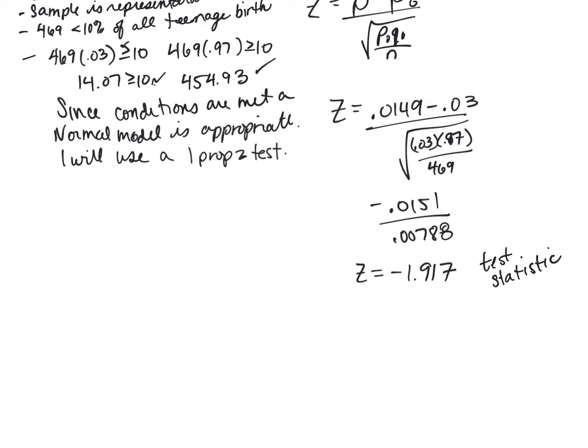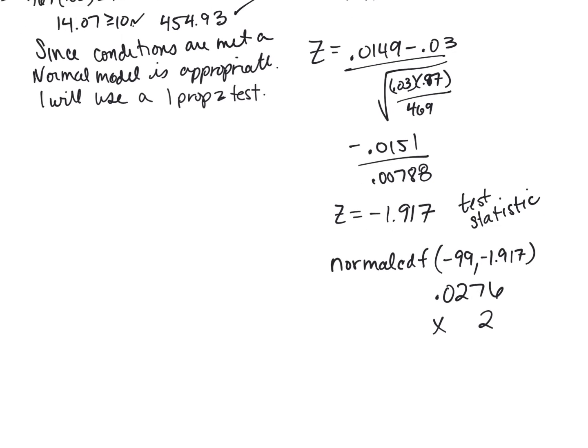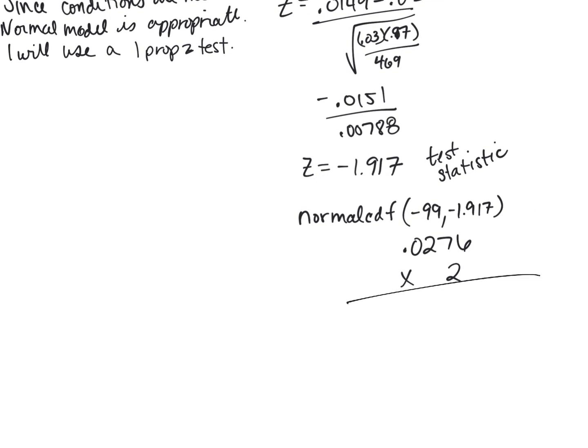Okay. Now, how do I get the p-value from the test statistic? Yes, normal CDF. And it's negative 99, comma negative 1.917. Because it's a not equal to hypothesis, if my z-score is negative, I'm going to do negative 99, right? If the z-score is positive, I'll do positive, and then I'll times by 2. Okay, so it's normal CDF, negative 99, the answer, and this is 0.0276 times by 2 because it's a not equal, that's a two-tailed test, so 0.0552.